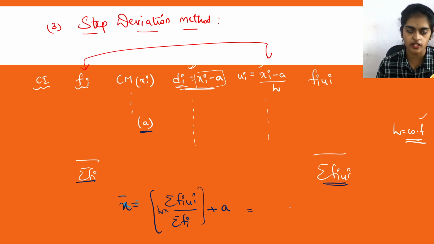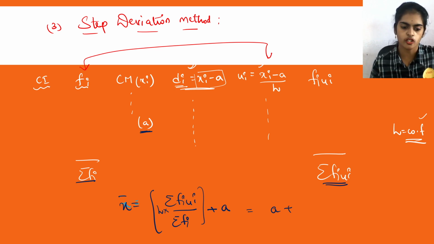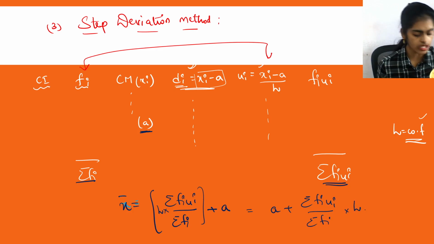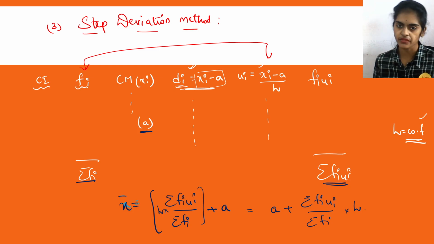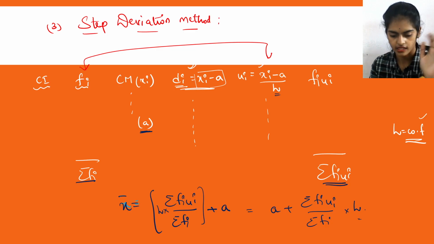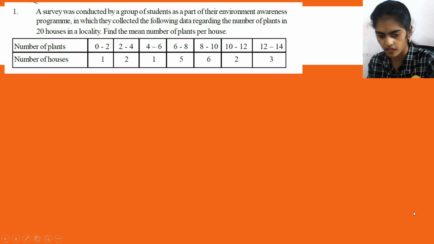The same formula you can also write as given in the textbook. You can write a first: a plus sigma fi ui divided by sigma fi, into h. So this is the formula which is given in your textbook also. Clear? Yes. Since you are dividing by h here, in the final step you will multiply by h. That's it. So these are the three different methods, and let's proceed to the questions now.